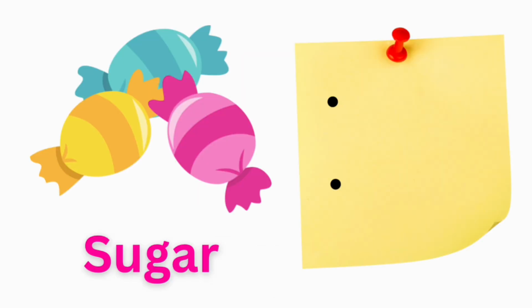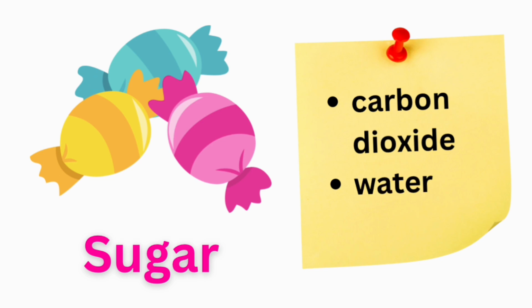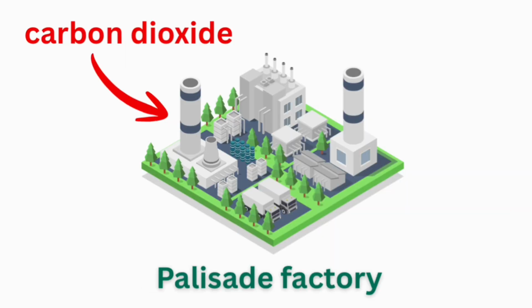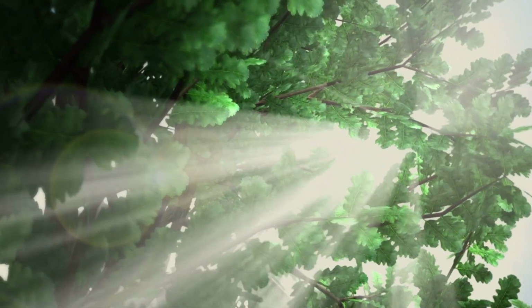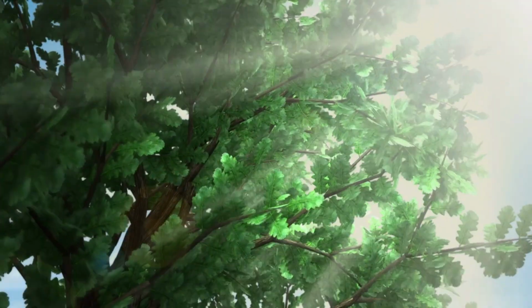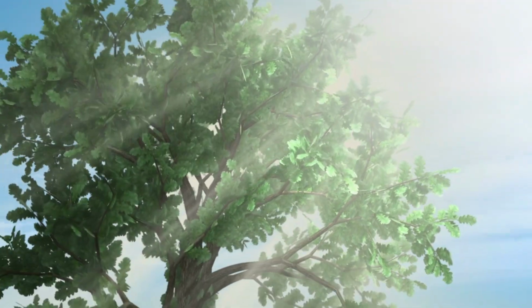The factory needs two ingredients to make sugar: carbon dioxide and water. So our Palisade factory needs to take in carbon dioxide and it needs to take in water. Carbon dioxide can be found in the air that's all around us. So the Palisade factories within the leaf will need the plant to take in carbon dioxide gas from the air.